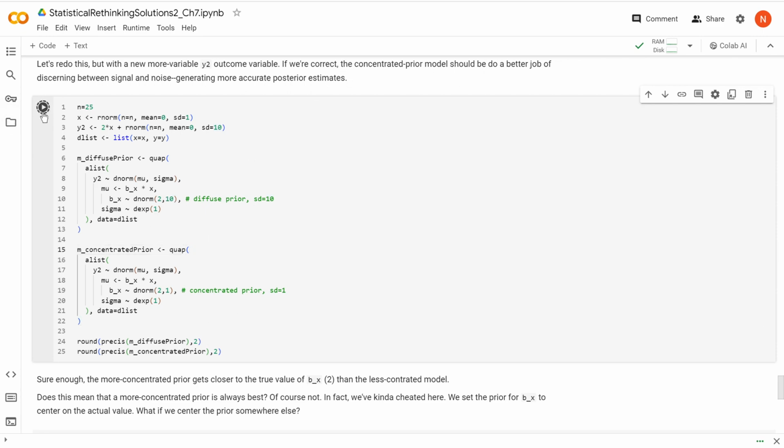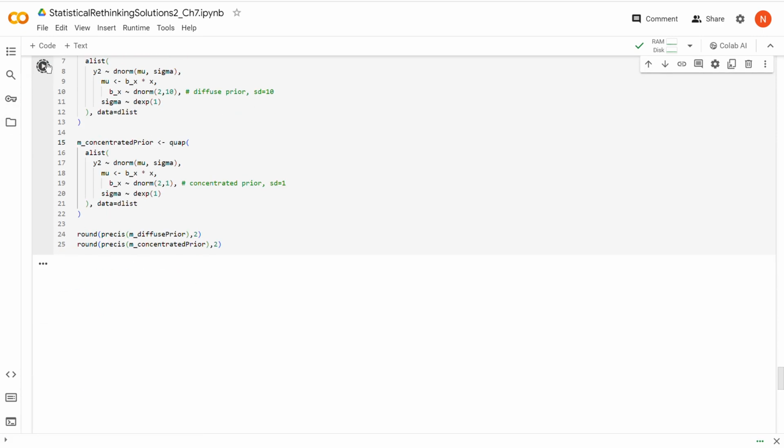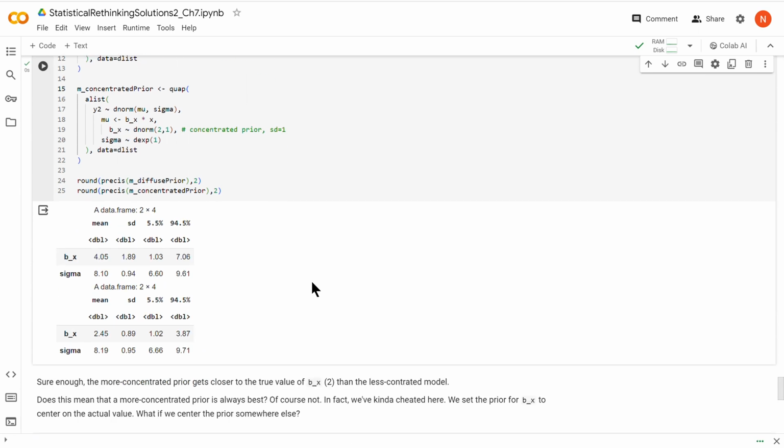Okay, so let me run this, and we have the summary outputs. Again, here we have the more diffuse prior and the more concentrated prior. And just as we predicted, the more concentrated prior is much closer to the actual value for beta x than the more diffuse one. And again, what's happening is that the more concentrated prior is less likely to mistake noise for signal.